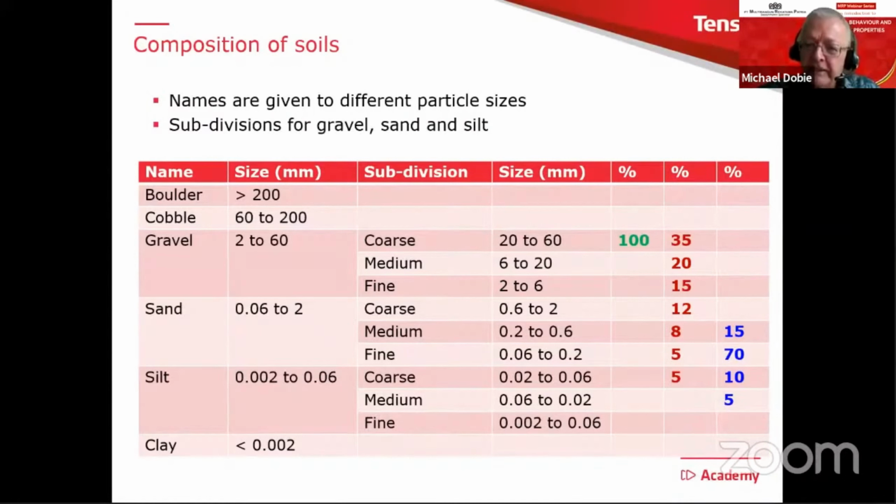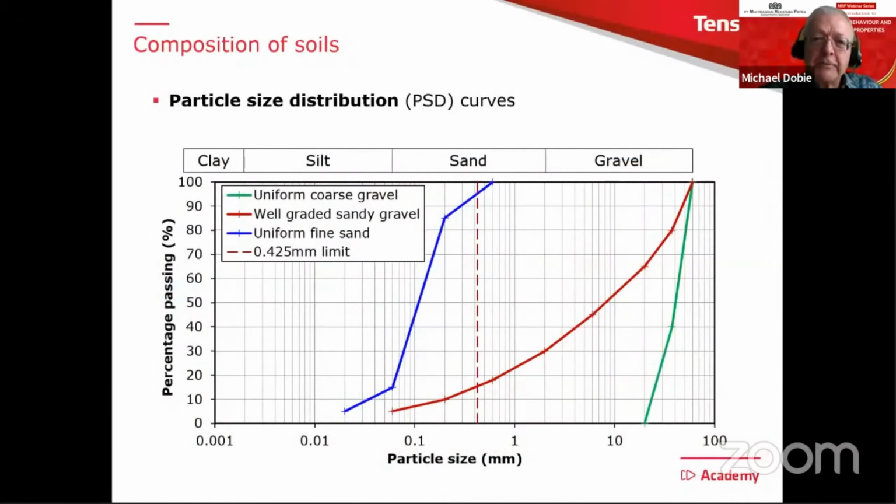But far easier is to plot this on a special kind of diagram, which we call a particle size distribution curve, or a grading curve. And this is how I like to do it. So we have the particle size along the bottom on a logarithmic scale, and then the percentage passing the sieves is on the vertical scale.